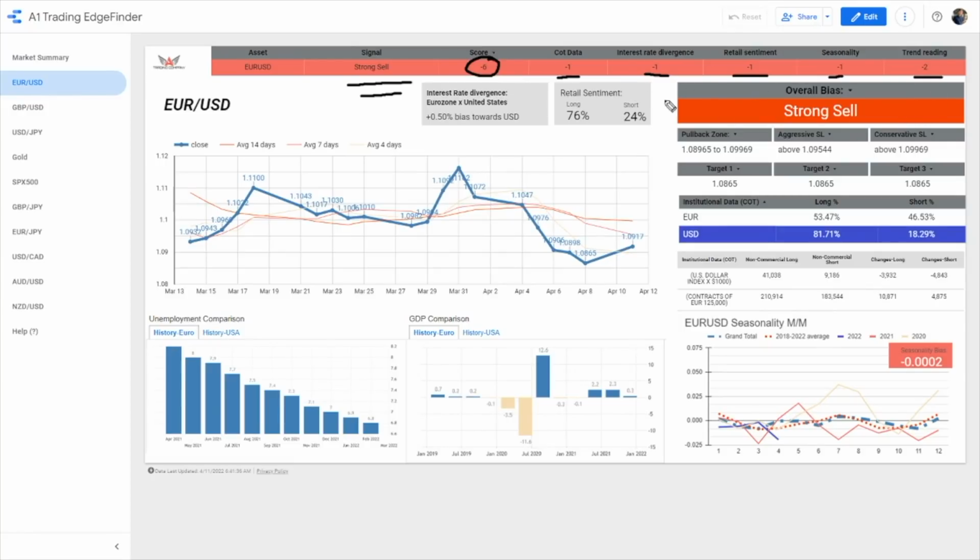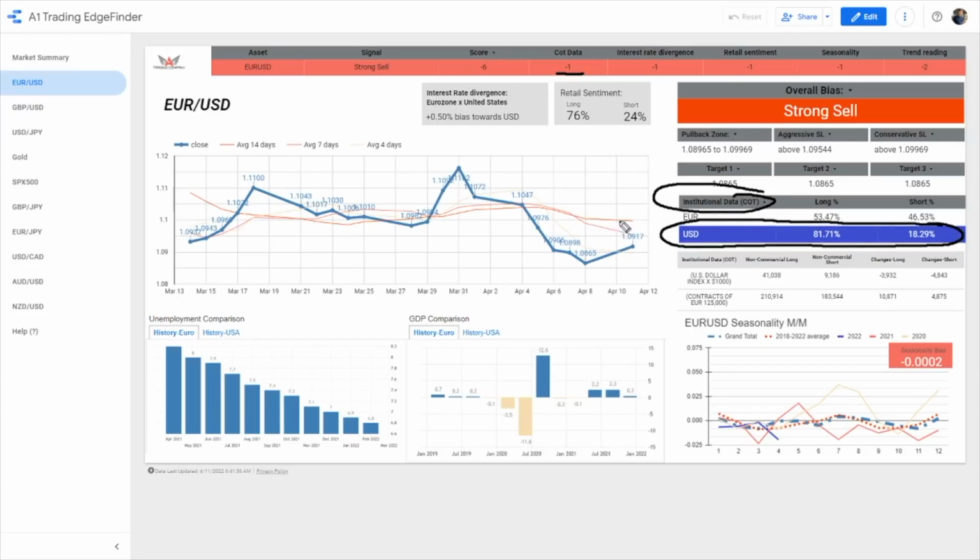Okay. What does all that mean? Well, let's go one by one. COT data. We have very strong reporting for the US dollar from the institutional side of things, meaning that institutional traders, bankers, hedge funds, things like that, they're very long on USD. And so that gives me a bias to the short side on this pair because I want to short euro and buy USD. Interest rate divergence.